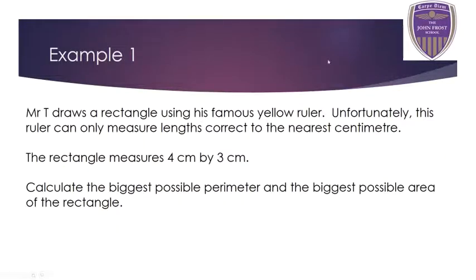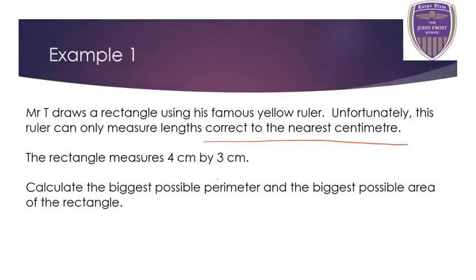So example number 1 about upper and lower bounds. I would press pause and copy this down, and then press play when you're ready to go through it. Okay, welcome back. It says, Mr. T draws a rectangle using his famous yellow ruler. Unfortunately, this ruler can only measure lengths correct to the nearest centimetre.